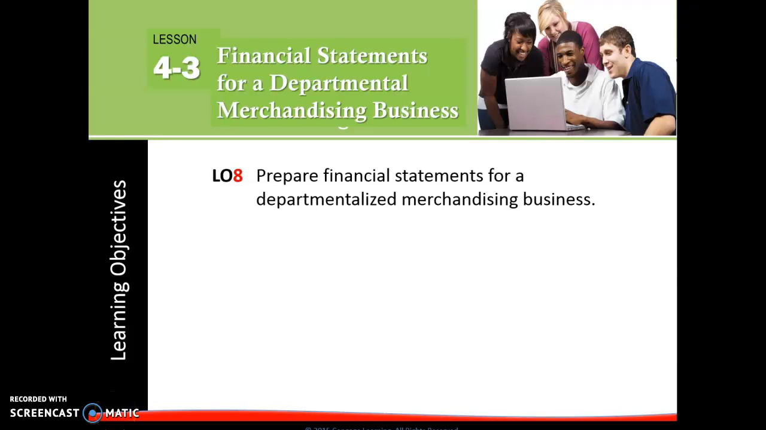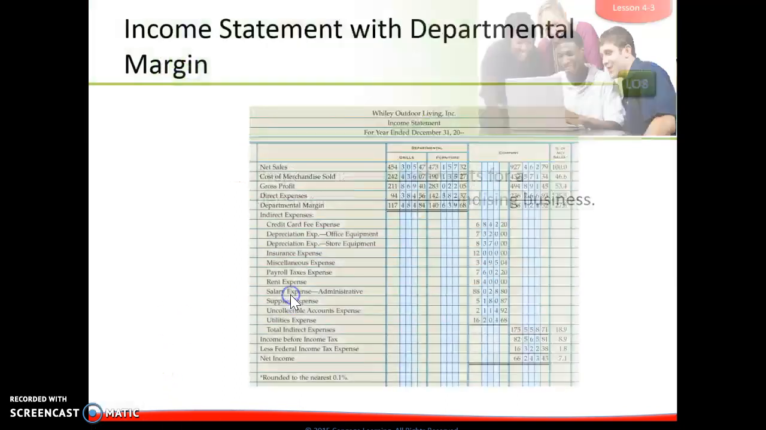Okay, 4.3, financial statements for a departmental merchandising business. We have one objective. You need to be able to prepare financial statements for a departmentalized merchandising business.